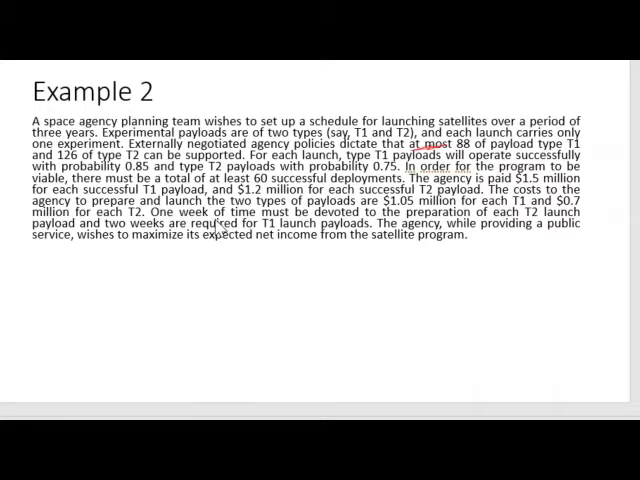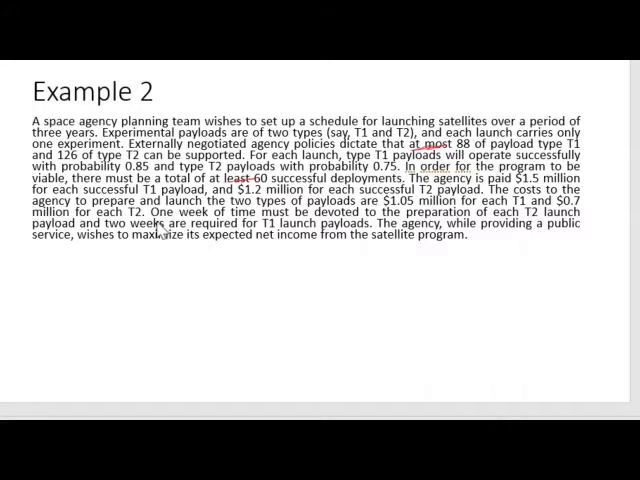For each launch, type T1 payloads will operate successfully with a probability of 0.85 and type T2 payloads with a probability of 0.75. For the program to be viable, there must be a total of at least 60 successful deployments. The agency is paid 1.5 million for each successful T1 payload and 0.7 million for each successful T2.